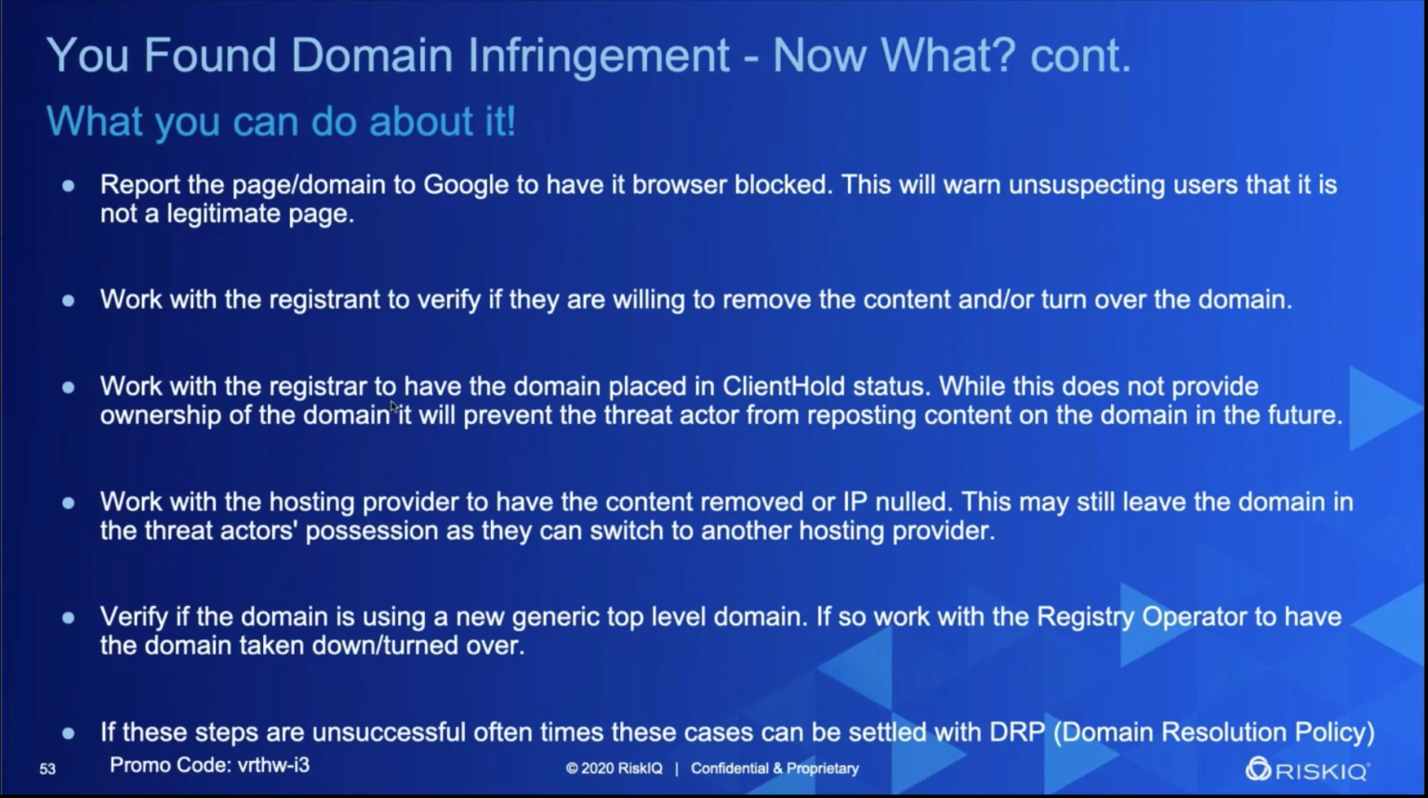So if all those steps are failing, one of the final steps that you can pursue is going for DRP, domain resolution policy. That's when you're saying, okay, the registrar's not cooperating for some reason, the hosting provider's not. You can work with ICANN to try to get proceedings going to get the domain turned over to you. It's usually a very lengthy process and it's not cheap, but it is usually successful if you have some sort of actual legal basis to say these guys are being malicious.